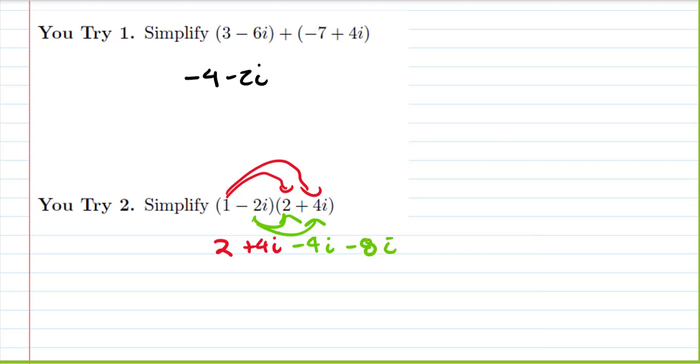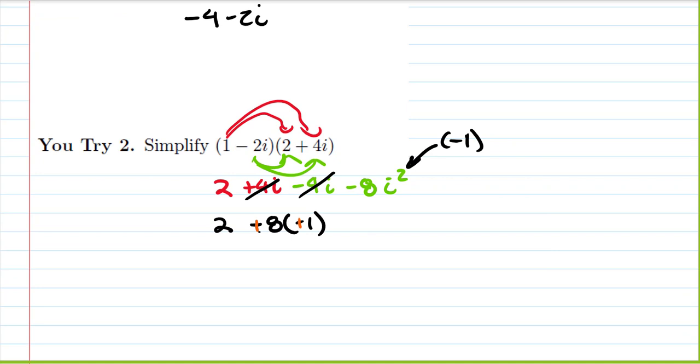And i times i is i squared. And we don't want to forget i squared is the same as negative 1. So that gives us 2. Positive 4i and negative 4i reduce out. Minus 8 times i squared, which is negative 1. So a negative negative makes a positive, because a negative times a negative is positive. So 2 plus 8 gives us 10. And if you plug that into your graphing device, for both of them, you should have gotten exactly the same thing.